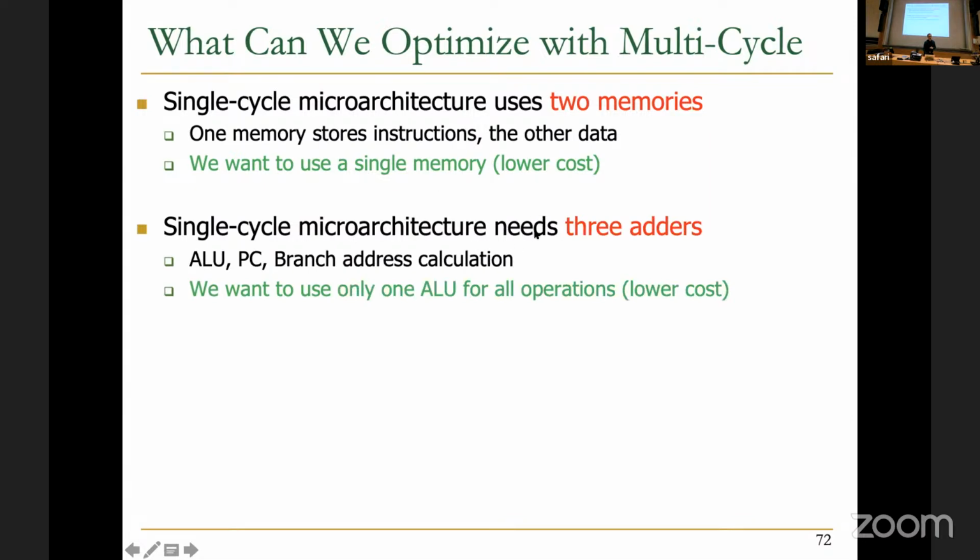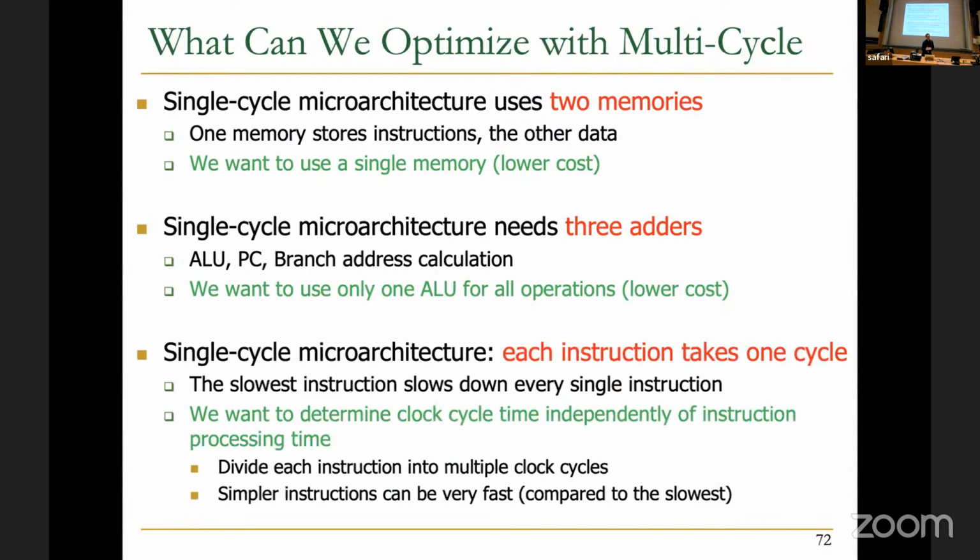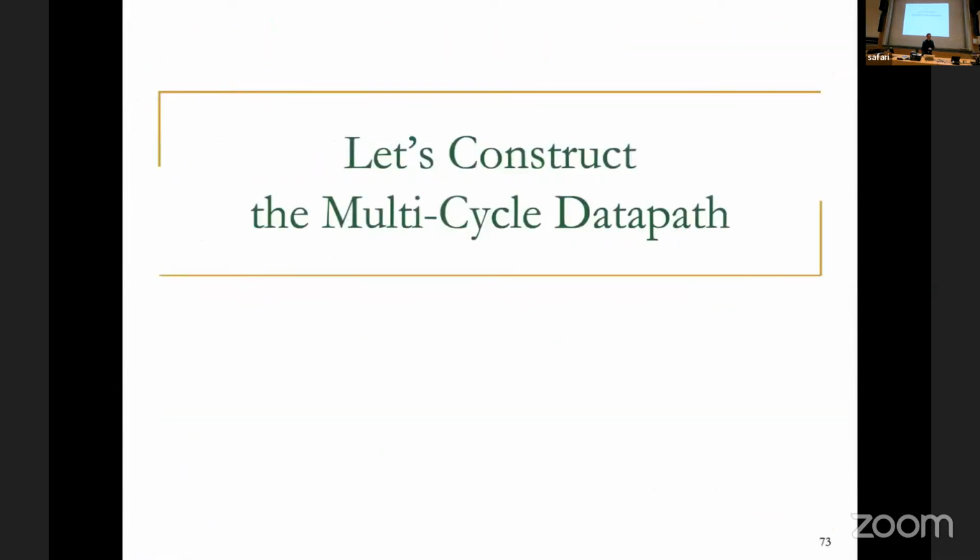Single-cycle microarchitecture needed 3 adders. One is the ALU, one is the program counter increment adder, and the other one was for the branch address calculation, if you remember. We want to use only 1 adder, or 1 ALU, let's say, for everything. This is lower cost, right? You don't replicate the adders unnecessarily. And we already discussed this: single-cycle microarchitecture had each instruction taking 1 cycle, but we want to determine the clock cycle time independently of instruction processing time. And I already harped on it, so I'm not going to talk more about it.